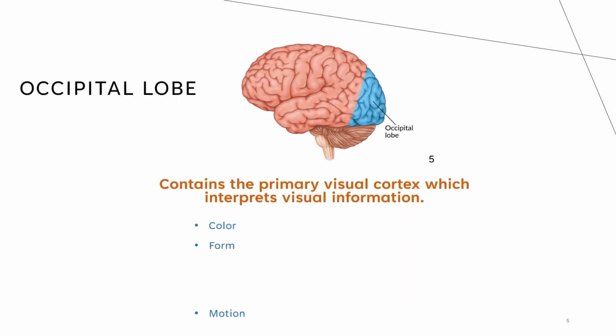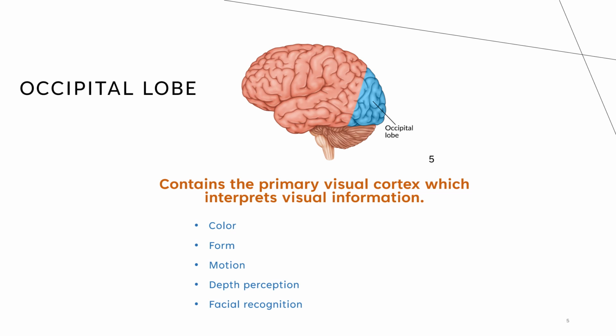Finally, we have the occipital lobe, the smallest of the four lobes, but a very important one. It sits at the very sort of rear bottom of the brain here. The occipital lobe contains our primary visual cortex, which interprets all visual information. This can help us recognize and differentiate between colors and patterns. It can help us recognize the form of something. Maybe you see the silhouette of something or something out of the corner of your eye or something that's obscured, but you can still sort of recognize its form and see it for what it is.